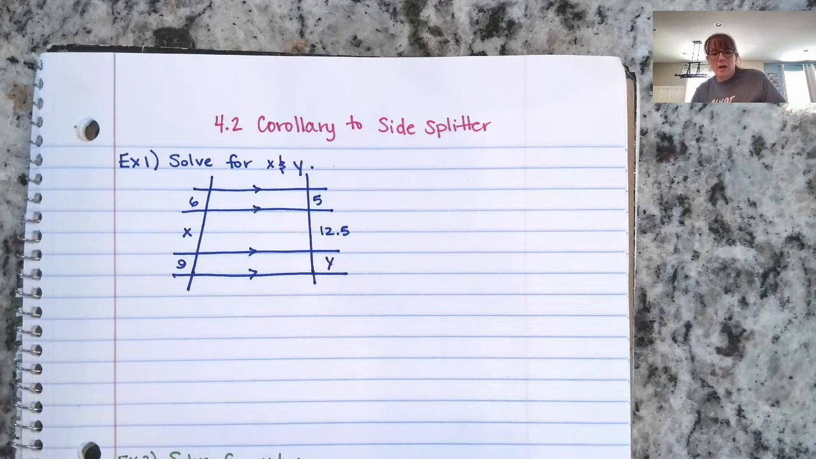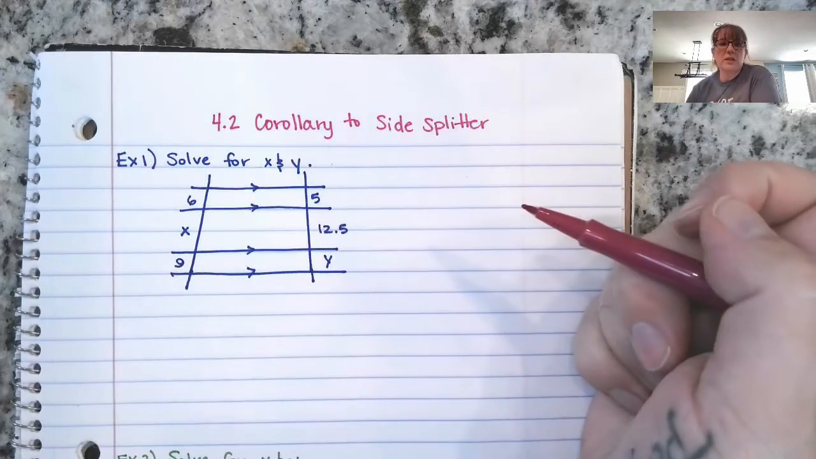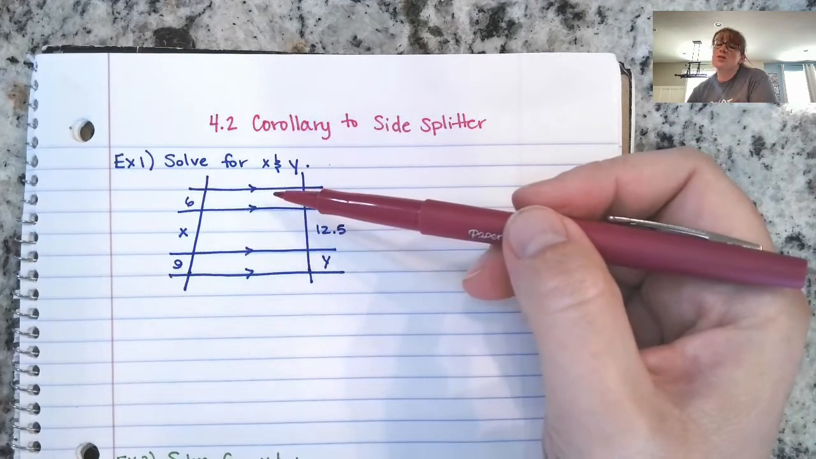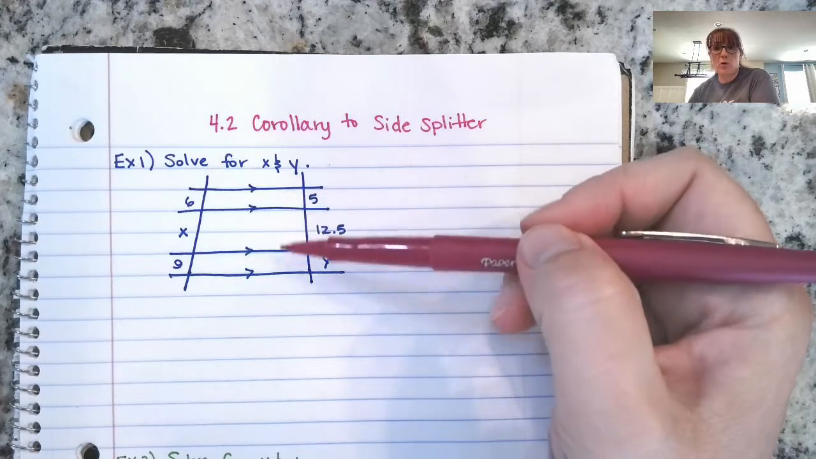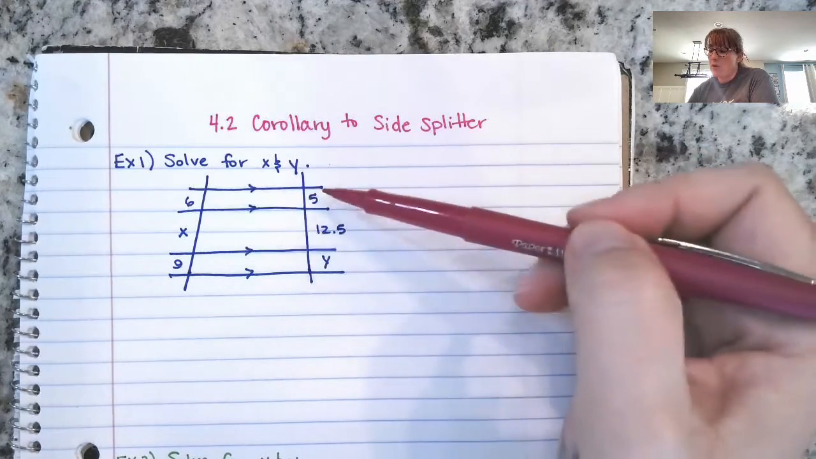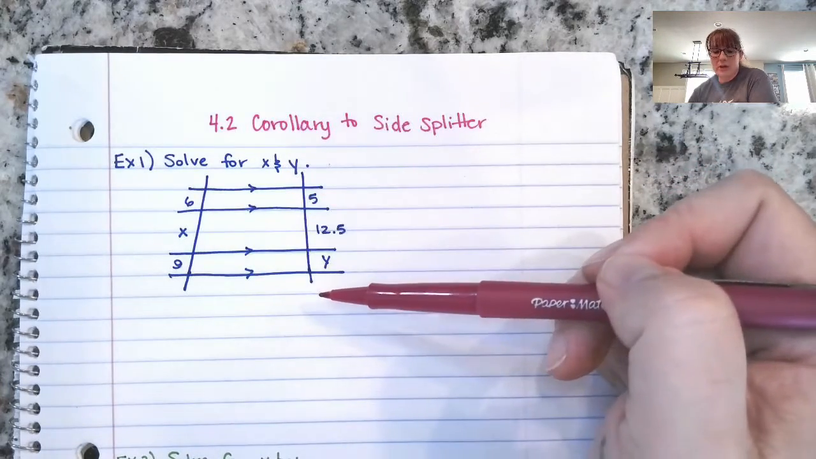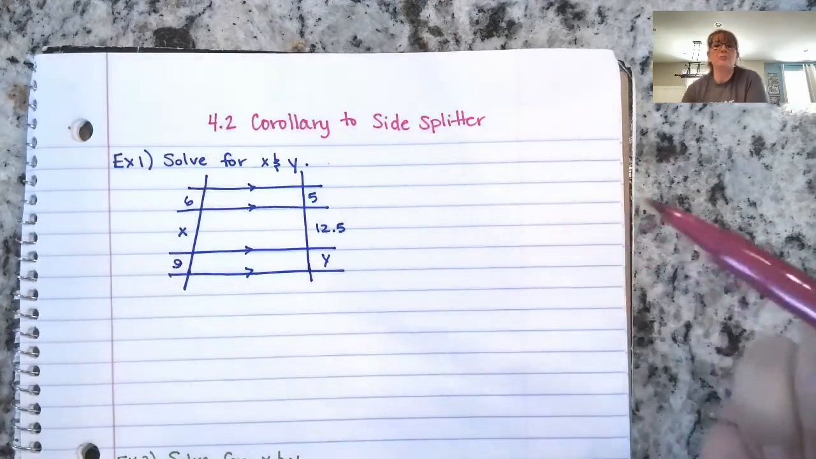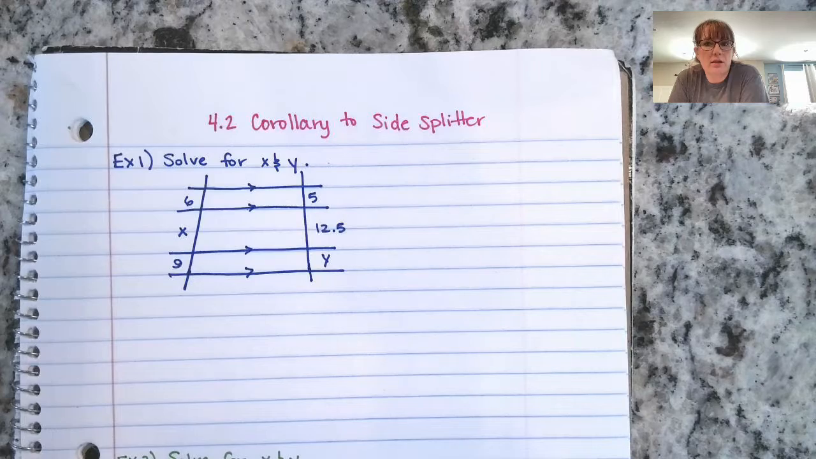Hi guys, welcome back. So we are going to work on the corollary to the side splitter theorem. Basically what that one says is instead of having just two parallel lines, we're going to have three or more parallel lines with multiple proportions in between them, okay? So for this example, go ahead and draw this out. Pause the video while you draw it out and then come back and let's go ahead and solve that.